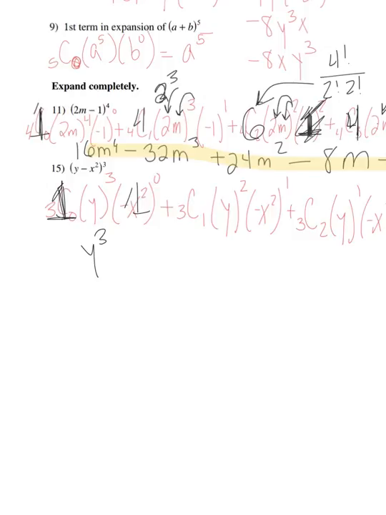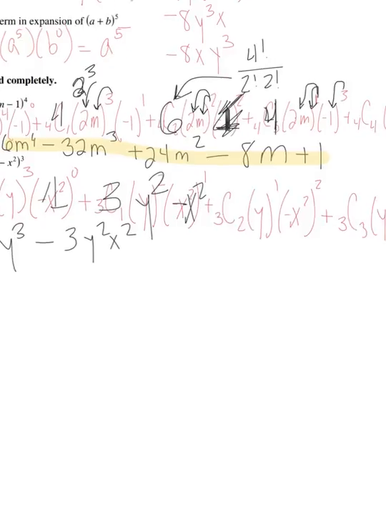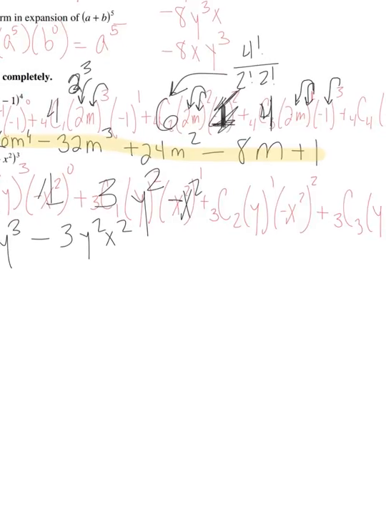Nice and easy. The next part, 3 choose 1, that's just a plain old 3. Then I've got my y squared, and then a negative x squared raised to the first, or negative x squared. This negative on the x squared is going to turn my 3 into a minus 3y squared x squared.